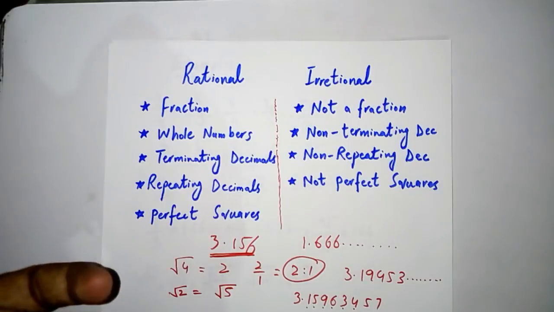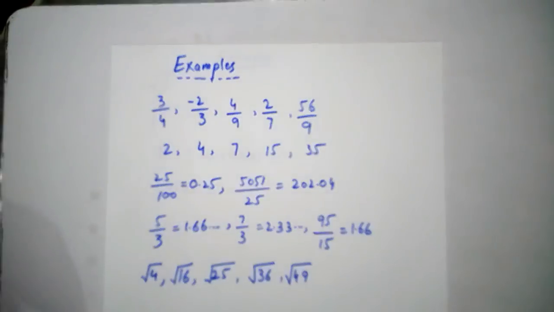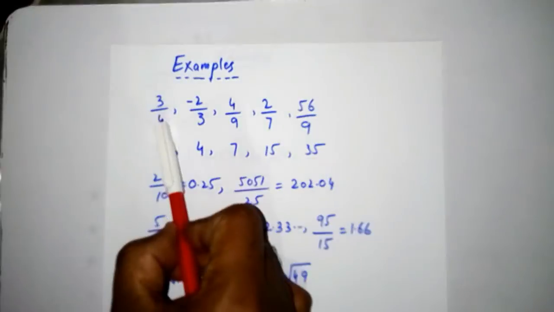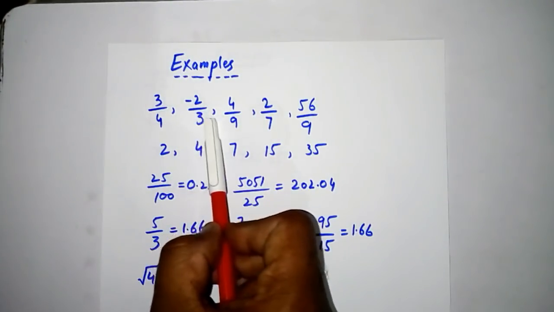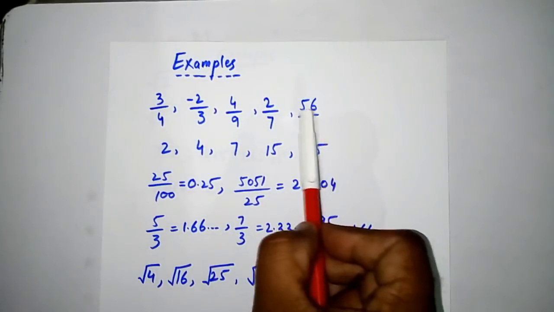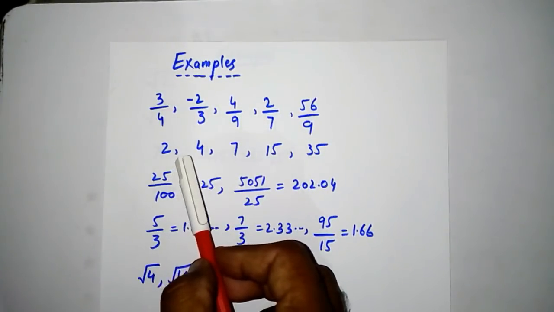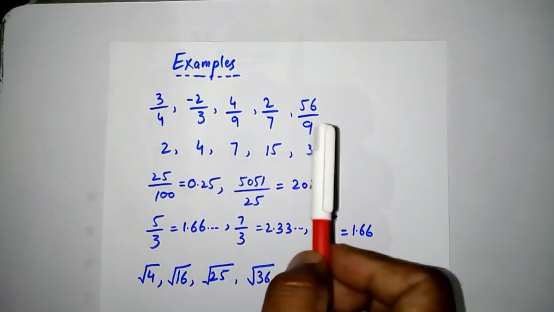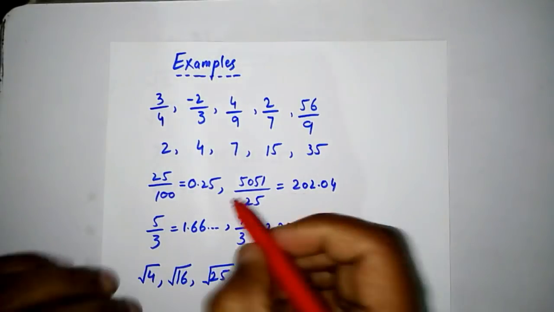Let's take the help of some more examples to clearly understand the idea of rational and irrational numbers. Okay, here you can see 3 by 4, it is a ratio of two numbers. Okay, similarly minus 2 by 3, 4 by 9, 2 by 7, 56 by 9, all these are rational numbers. Then comes the category of whole numbers. You can see 2, 4, 7, 15, 35. These all are whole numbers. Again, we can write these numbers in the form of fractions.